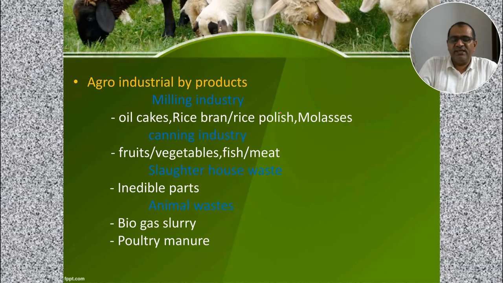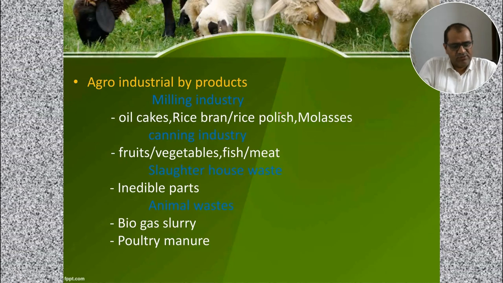Then the canning industry. Many types of canning industries are there nowadays, because it's an era of packed foods like fruit juices, vegetables, then fish and meat, which come from the canning industry outputs. A lot of fruits are used for the preparation of juices, and vegetables are also used for preparation of different human foods. The wastage products of these can be used as an alternative feed source for the animal.